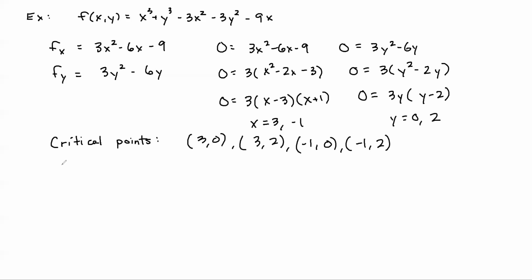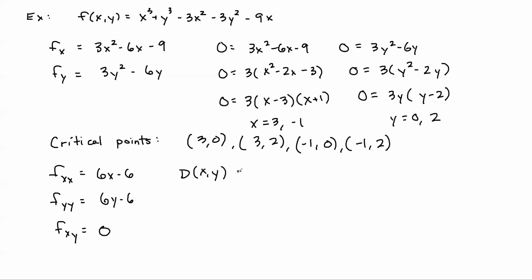All right, next we need to go through and find the second partials. Okay, so we get 6x minus 6. Second partial with respect to y, 6y minus 6. And then we get the mixed partial, 0. All right, we can construct the equation for D. This times this minus this squared. And then we could plug in points.